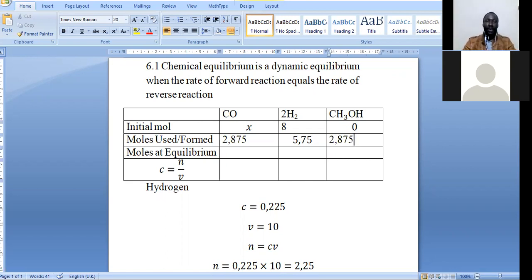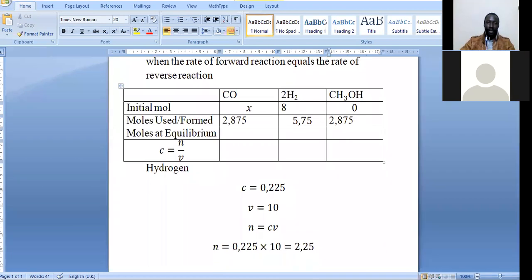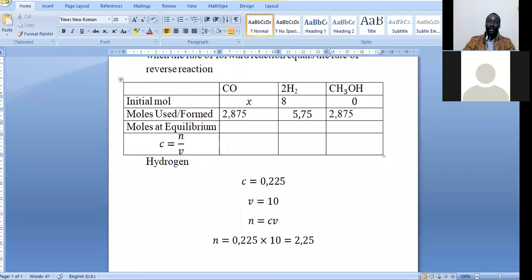The next thing we now want to look at is the moles at equilibrium. Well, the moles at equilibrium, we had already calculated. The mole at equilibrium for hydrogen, we already calculated. We just write it there. So what is the value? The value is right down here, 2.25. So this is the mole of hydrogen at equilibrium. Just put it right there, 2.25.